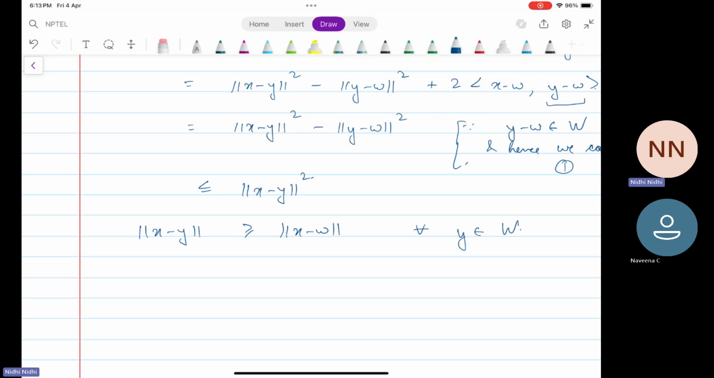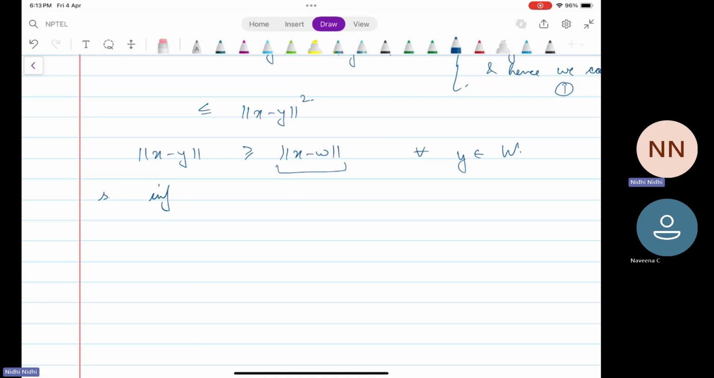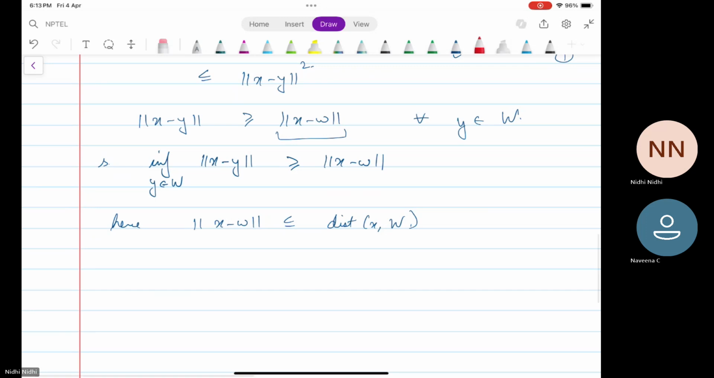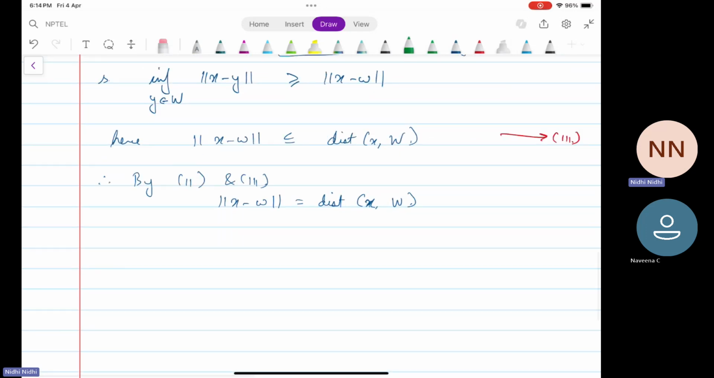Now that means this norm x minus w is a lower bound, and since we know that the infimum is the greatest lower bound, infimum over y belonging to W of norm x minus y is also greater than or equal to norm x minus w. Hence, we get norm x minus w is less than or equal to the distance between x and W. That is what we wanted. Therefore, by the second and third, norm x minus w is equal to the distance between x and W. Therefore, the given statement is true.